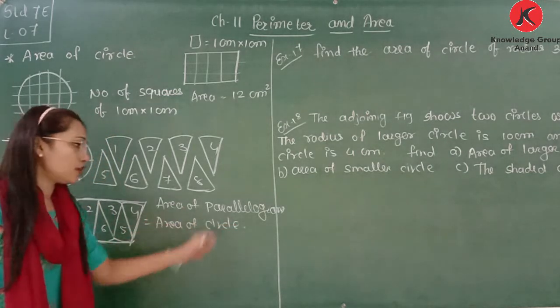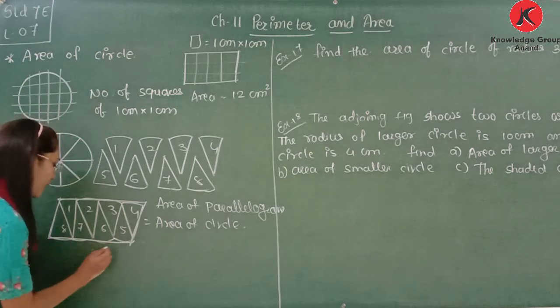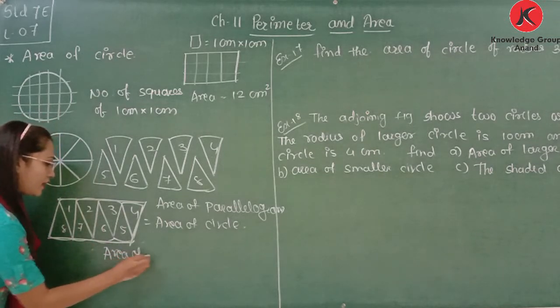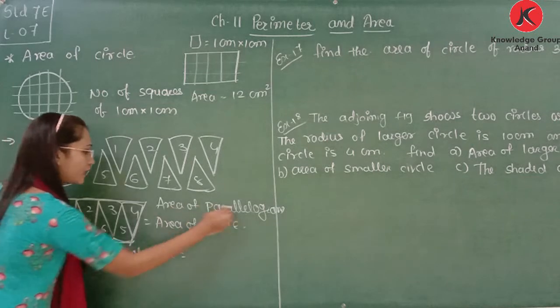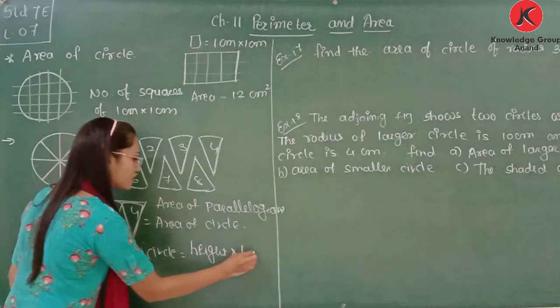Now what is the equation for the area of a parallelogram? We already learned that it is height into base. So we can write, area of a circle, that is what? Area of parallelogram, height multiply base.